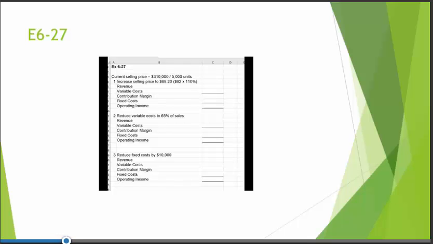So again, it's looking at scenarios. There's different ways we can increase income, and we're going to look at which way is the best way. So their first alternative would be increasing the selling price by 10% with no change in variable costs. So we're trying to determine which will give us the highest operating income.